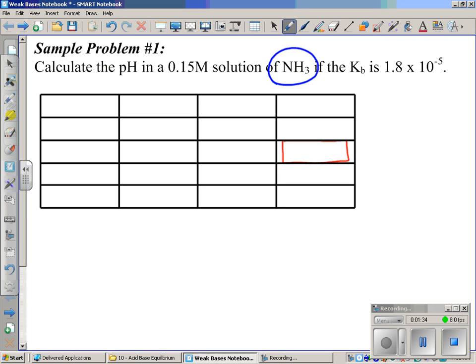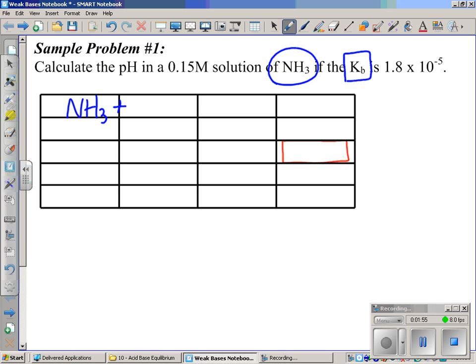So for weak base problems, you notice it's very much the same. The only thing we have here is what's called Kb, because we're dealing with a base now instead of an acid. Kb is set up the same way as all the other Ks: products over reactants, coefficients as exponents. So it's the same old process that we've been doing. So we're going to put NH3 in our first box.